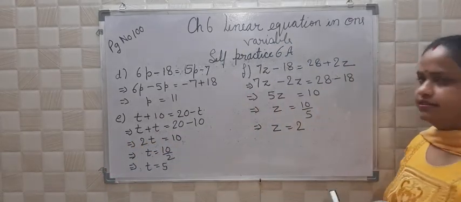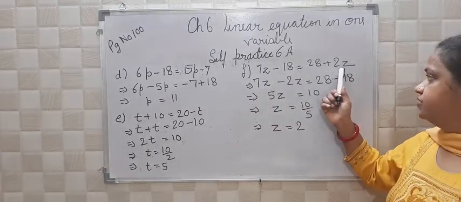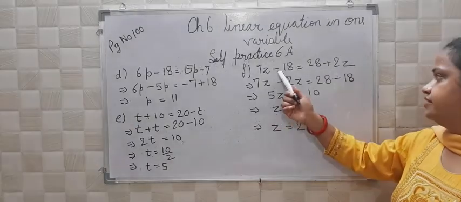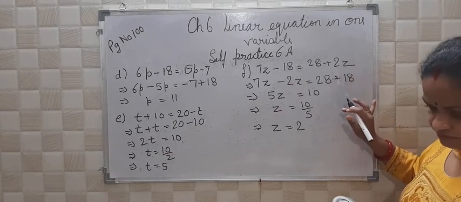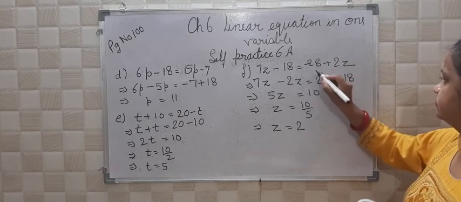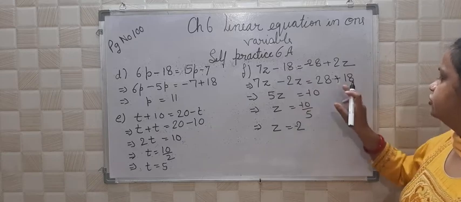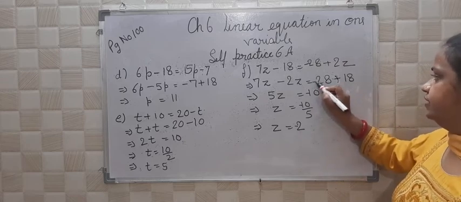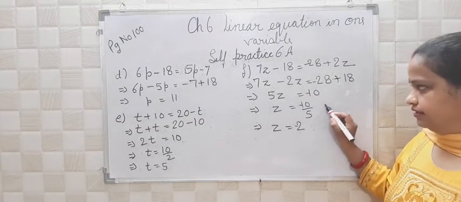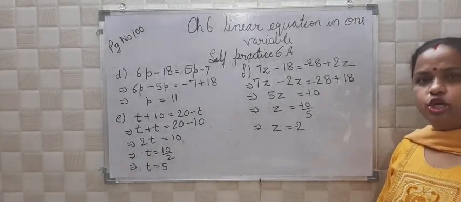Now see here in this F1, 7z minus 18 is equal to 28 plus 2z. This 2z will shift to the left hand side. So 7z minus 2z, 5z we will get. And this 18 will shift to the right hand side. So minus 28 plus 18, that will be minus 10. So 5z is equal to minus 10 upon 5. So z is equal to minus 2.